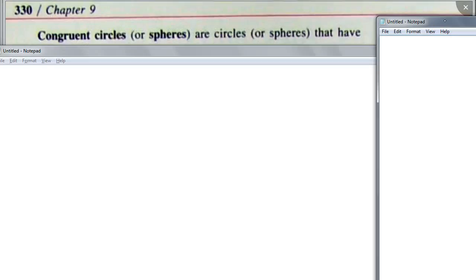So I bet a lot of you can tell me what congruent circles or spheres are. Congruent circles or spheres are circles or spheres that have the same. Who could tell me? Because we talk about congruent. Madison, any guess? What do you think? They have the same.